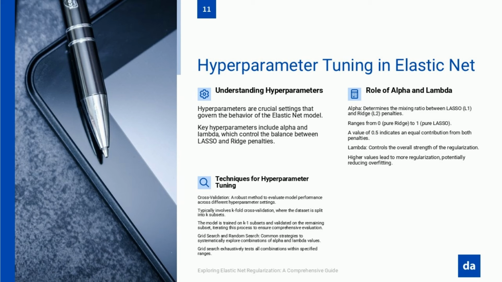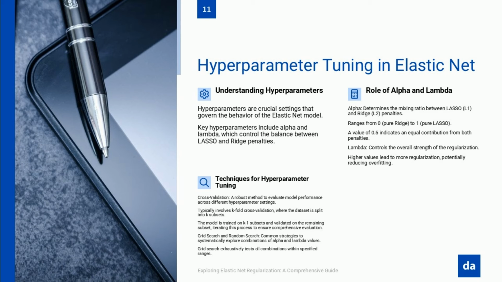Once we've tuned these parameters, we evaluate the final model on our test set using performance metrics like mean squared error, MSE, and R² to ensure that our model is both accurate and interpretable. If the results still aren't great, we might need to go back and refine our feature selection, try different ranges for lambda and alpha, or experiment with additional pre-processing techniques.